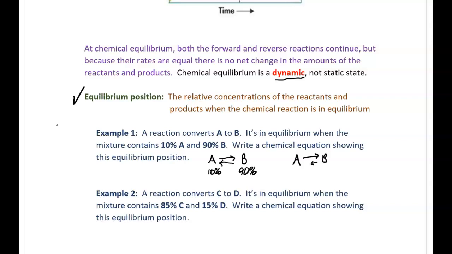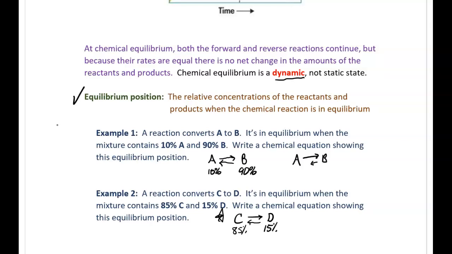Example 2, a reaction converts C into D. It's in equilibrium when the mixture contains 85% C and 15% D. Write the equation for this. So C, and then an arrow, and then D. Because this is a reversible reaction, make it a double arrow. And then to show those relative percentages, you can write them underneath.